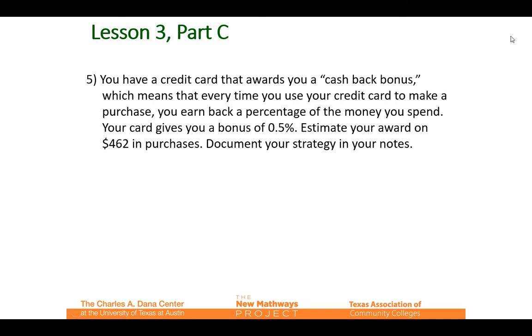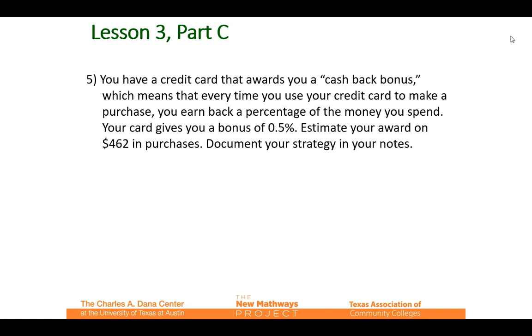You have a credit card that awards you a cash back bonus, which means that every time you use your credit card to make a purchase, you earn back a percentage of the money you spend. Your card gives you a bonus of 0.5%. Estimate your award on $462 in purchases. Document your strategy in your notes.